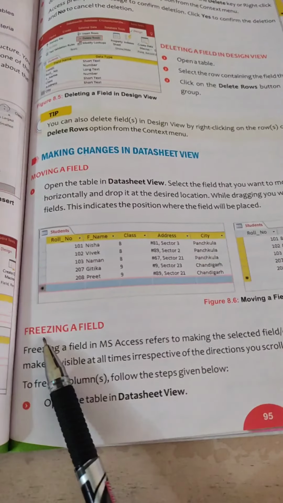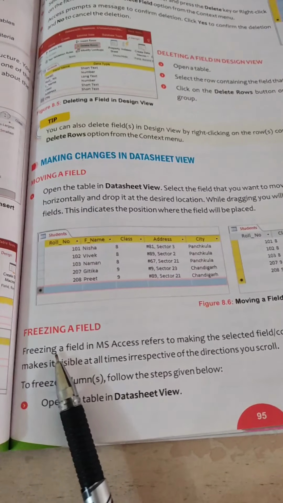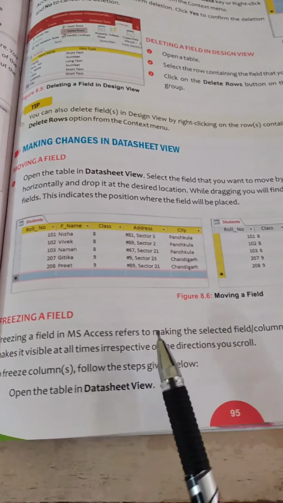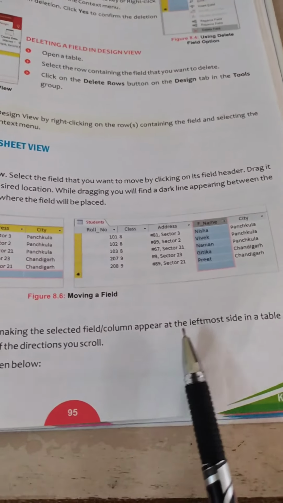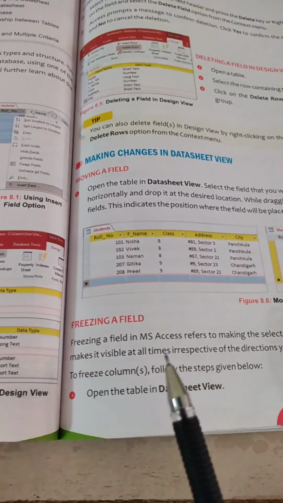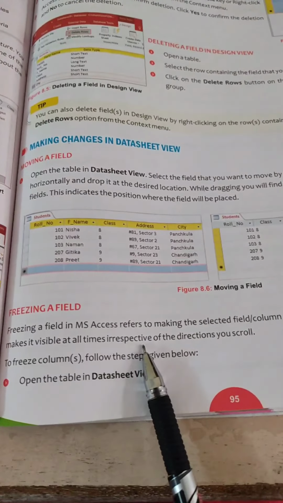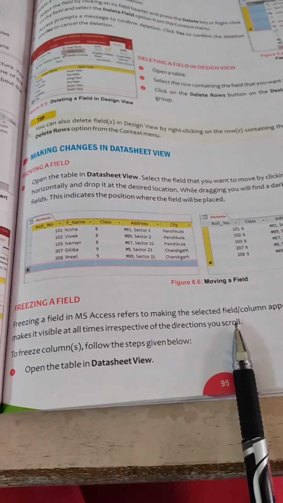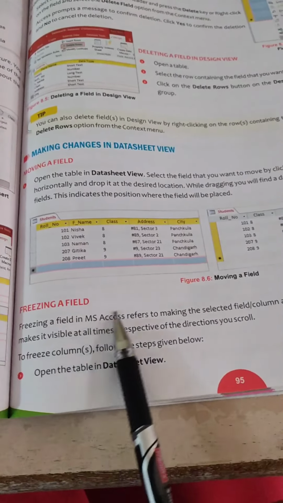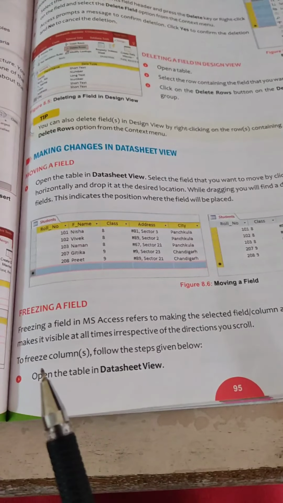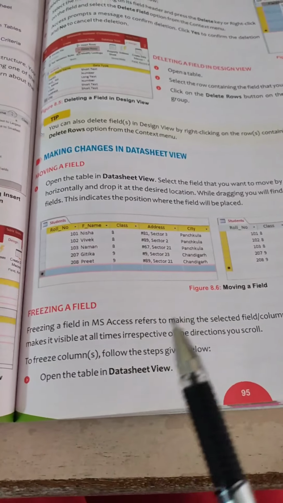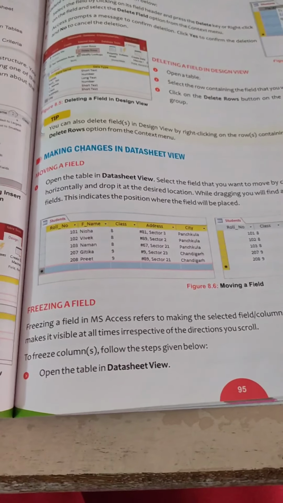Freezing a field. Freezing a field in MS Access refers to making the selected field column appear at the leftmost side in a table and makes it visible at all times irrespective of the direction you scroll. So if you freeze a field in MS Access, then it will make the selected field or a selected column appear at the leftmost side.